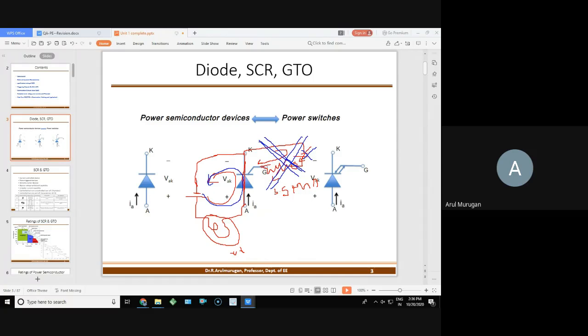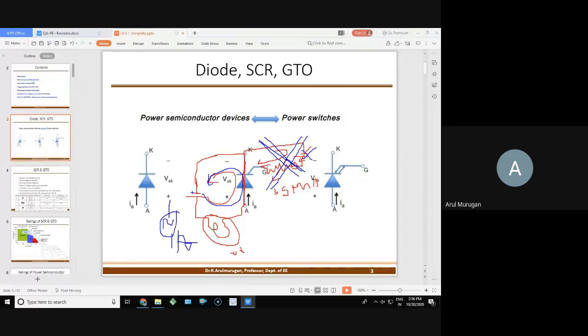Here, what is the power supply you applied? DC power supply. If you apply an AC power supply, natural commutation is possible. What is natural commutation? After the positive magnitude, it automatically comes to zero, so during the zero time it will turn off. But now natural commutation is not possible because it is a DC power supply, with unidirectional flow. So natural commutation, or line commutation, is not possible.